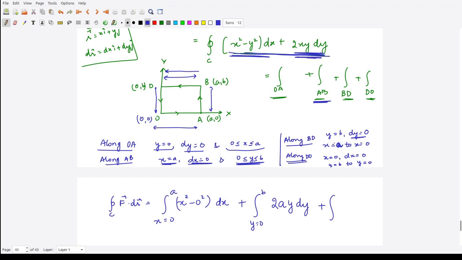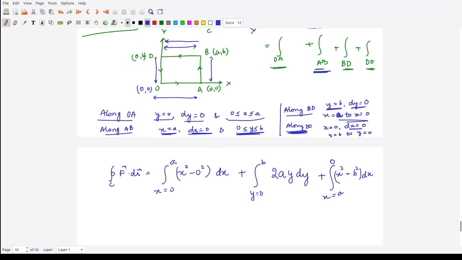For that we have y equal to b. So x square would be as such. Then the value of y is b, so we have b square, and the value of dx would be as such. And here the limits of x vary from a to 0 and not from 0 to a. And for the last term along DO we have dx as 0, so we won't have this first term. So we only have this second term here.